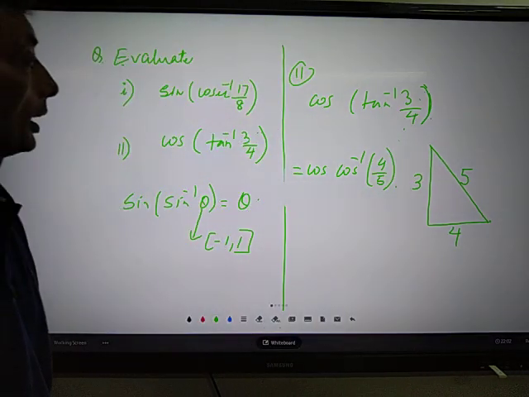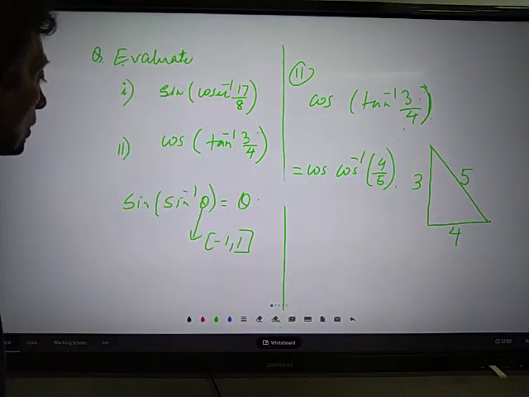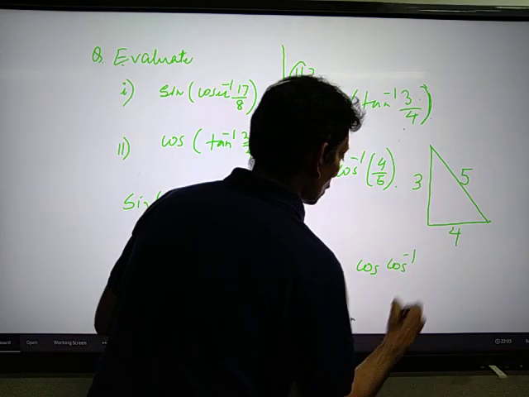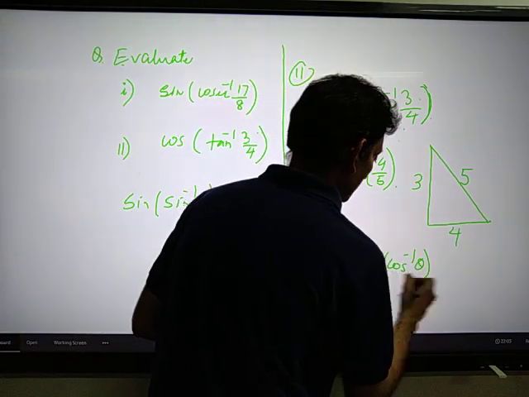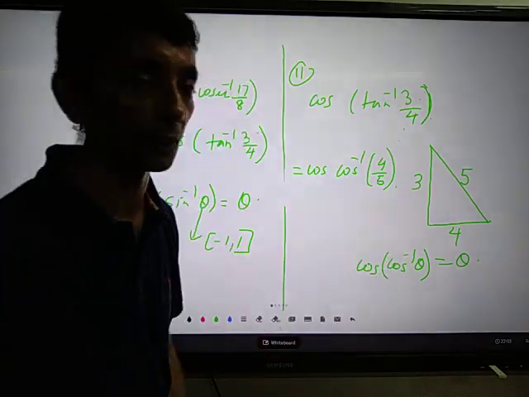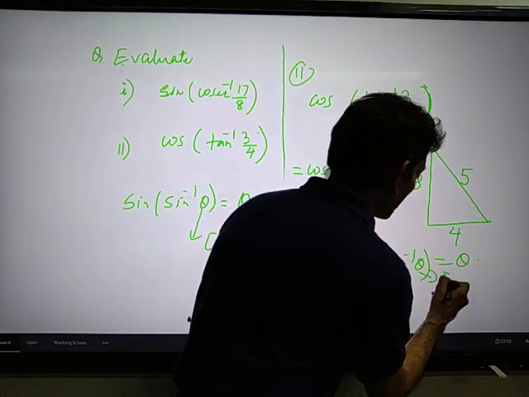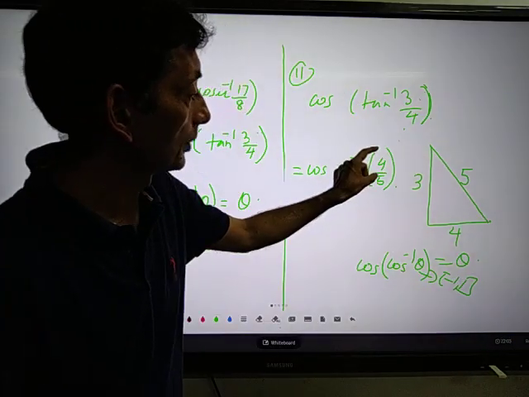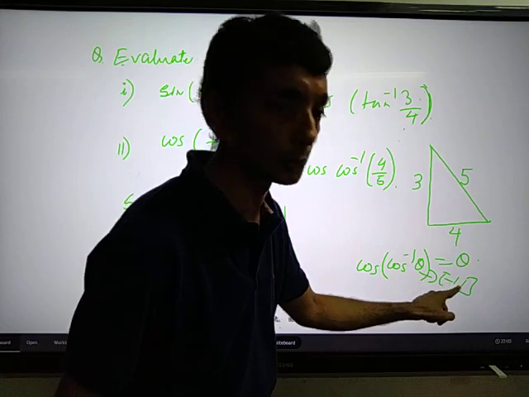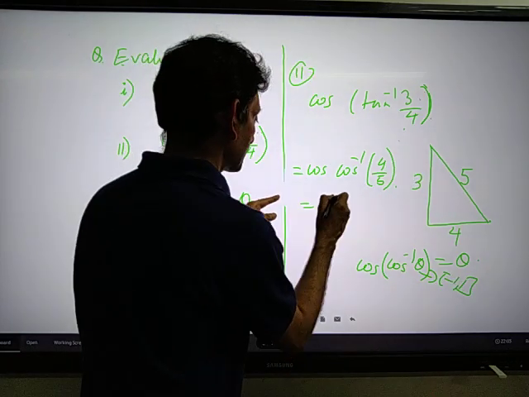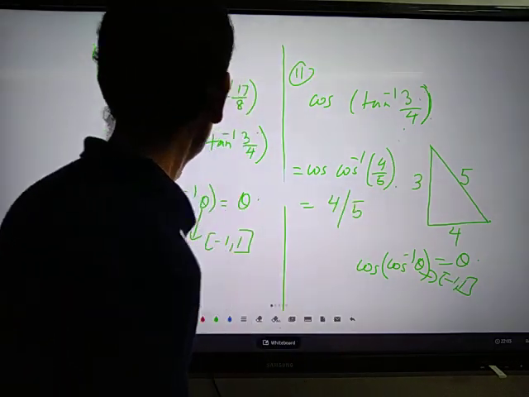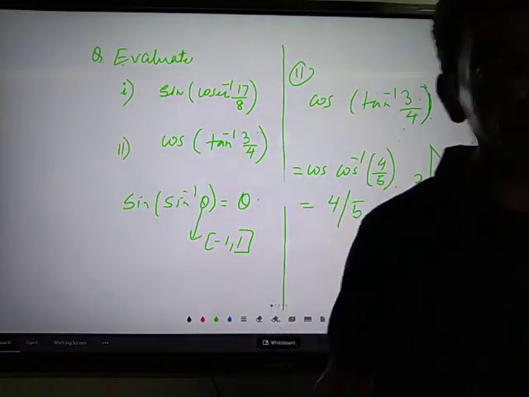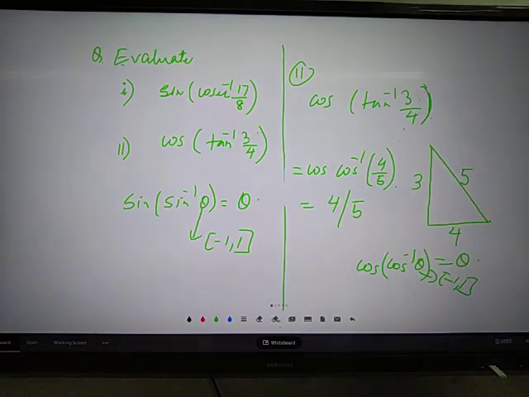Now you need to check 4 by 5. What is the property of cos? The property of cos was cos of cos inverse theta is equal to theta, and here also the theta should lie between -1 to +1. Now, what about 4 by 5? 4 by 5 definitely lies between -1 to +1. So therefore it is equal to 4 by 5. So this is also another very important property application.